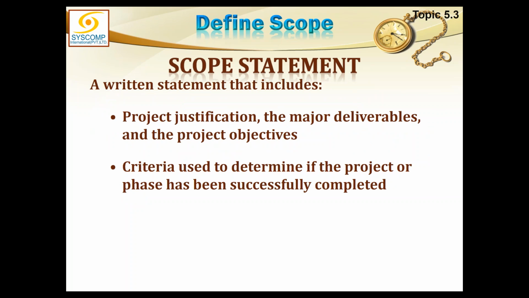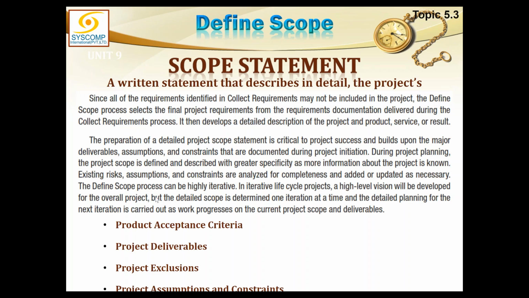This is a written statement which provides, as we studied earlier, the project justification, the major deliverables, and the project objective. And also, because it will define the phases, it establishes the criteria to determine if the project or phase has been successfully completed. So that means the phases have been defined in the scope statement. Since all the requirements identified in collect requirements may not be included in the project, this is the description of what we have already talked about.